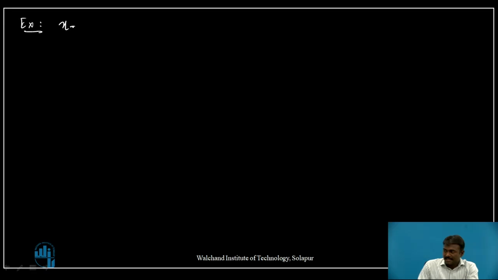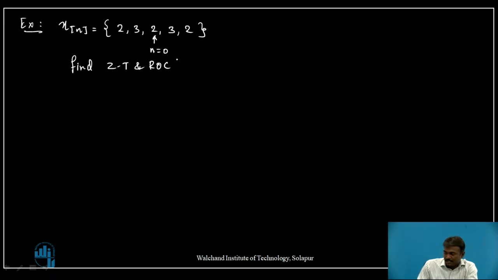Consider a discrete time signal x(n) where the sequence is finite. So x(n) is equal to 2, 3, 2, 3, 2. Totally we have 5 samples in this discrete time signal, and the arrow mark represents the value of x(n) at n equal to 0. Now find the z transform and ROC of the finite duration sequence x(n).